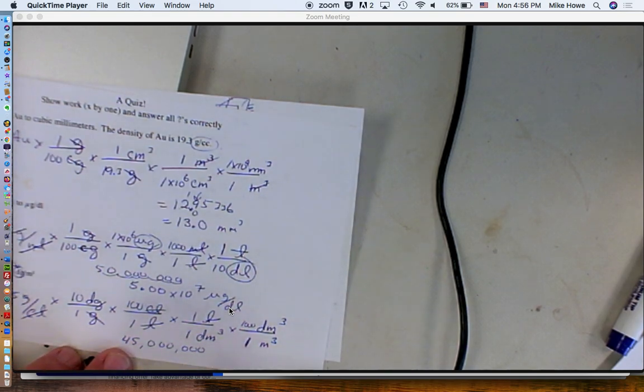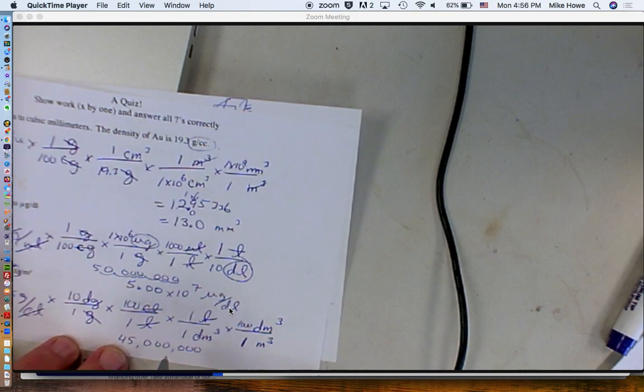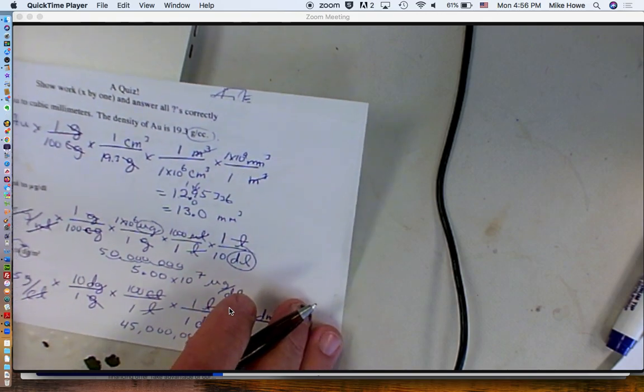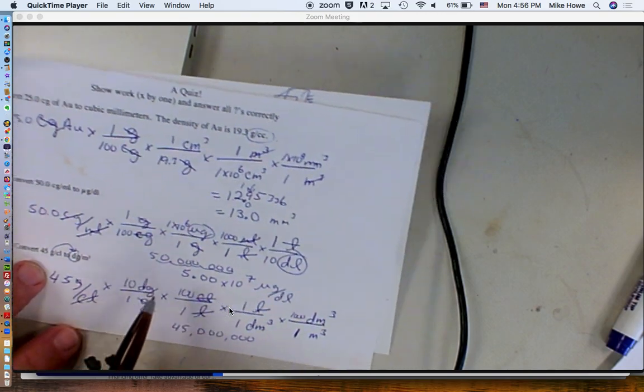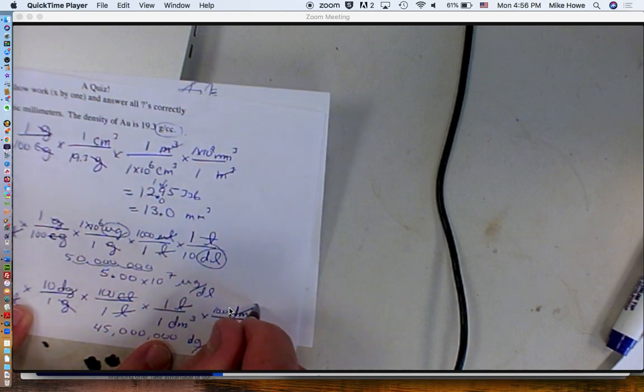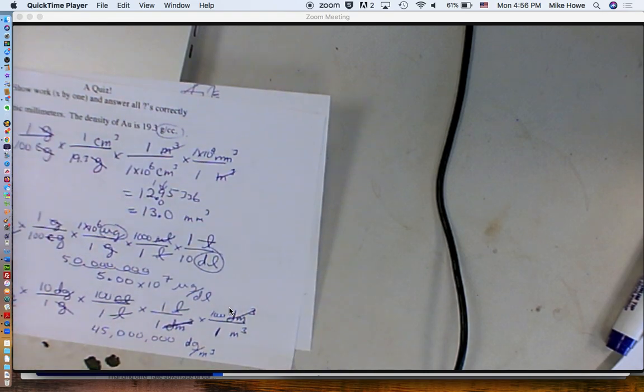How many significant figures are in 45 million? It would be 2, because there's no decimal. And this number has 2 in it, so you don't need to worry about changing it into scientific notation. Just leave it like that. And the answer is decigrams over cubic meter. Those are the units that did not cancel. Remember, cubic decimeters cancel.